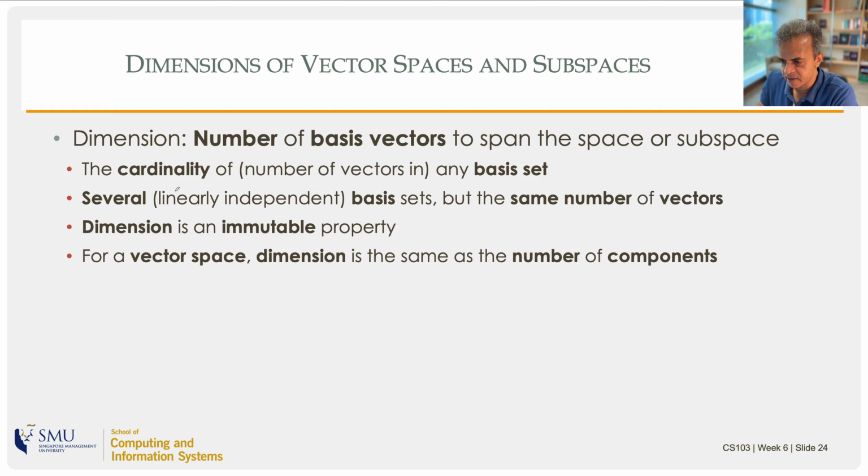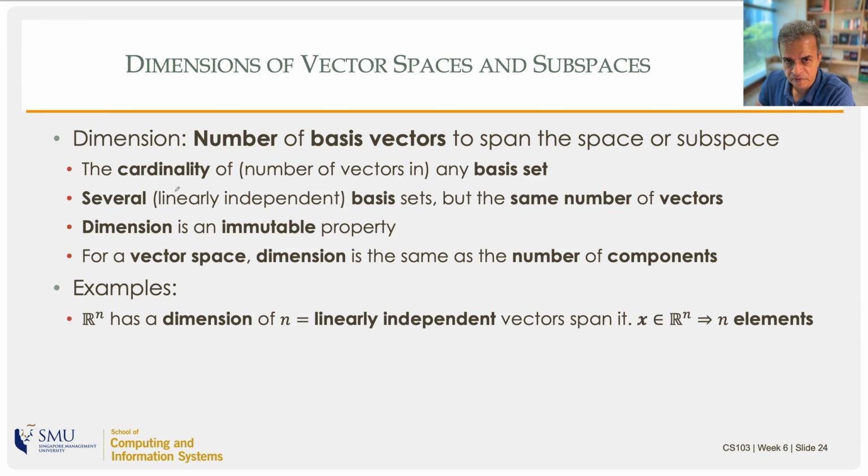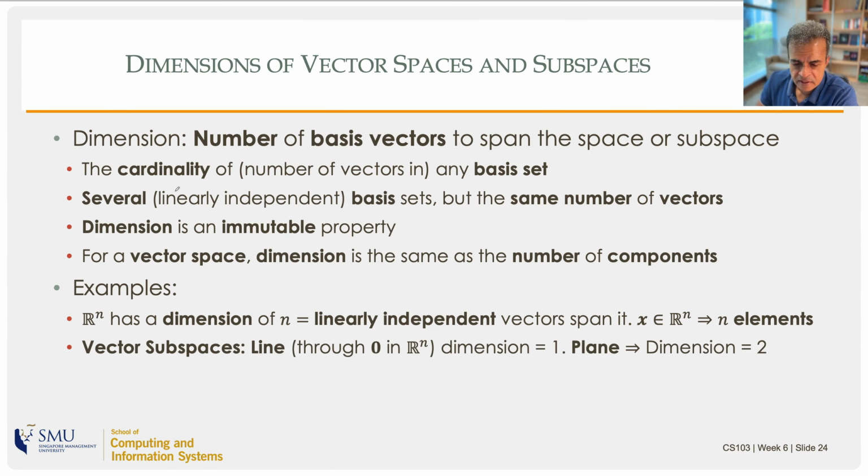So like I said, the dimension of a vector space or a vector subspace is an immutable property. For a vector space, dimension happens to be the same as the number of components. So in R3, all vectors will have three components and the dimension of R3 is just 3. That's why you call it R3. Rn will have a dimension of n. That means you will need n linearly independent vectors to span it, and any vector in Rn will have n components and elements of real numbers. Consider a vector subspace, a line through the zero vector in Rn. Its dimension is 1. If it is a plane going through the origin, then that plane as a subspace will have a dimension of 2.